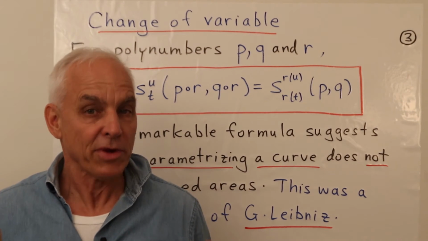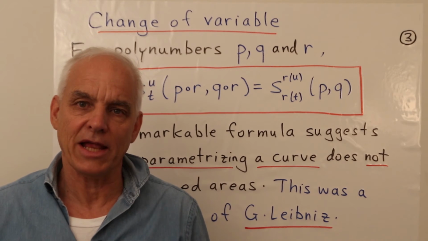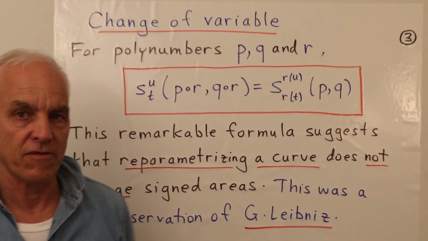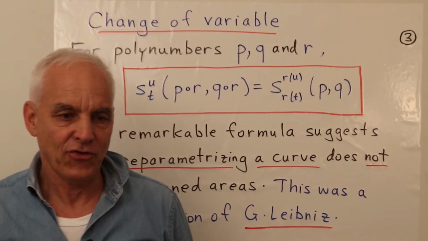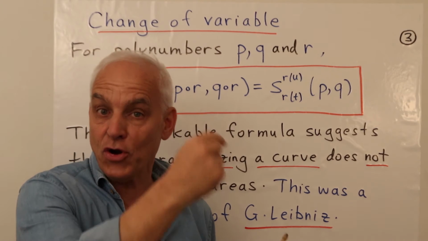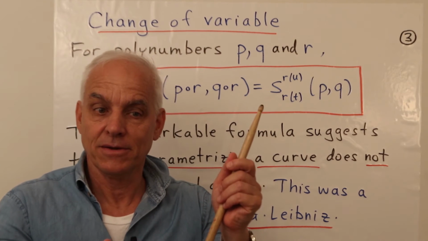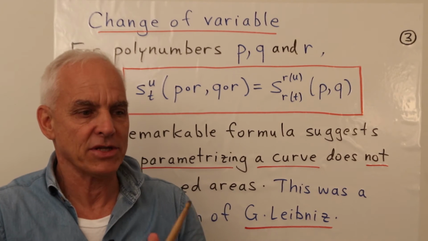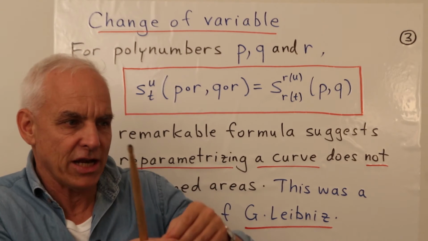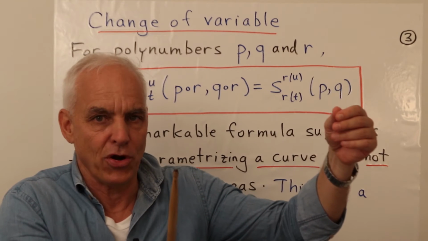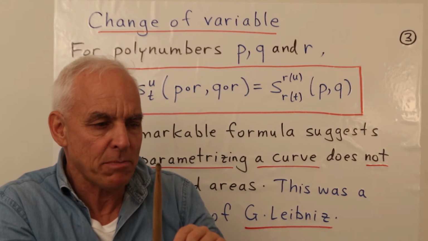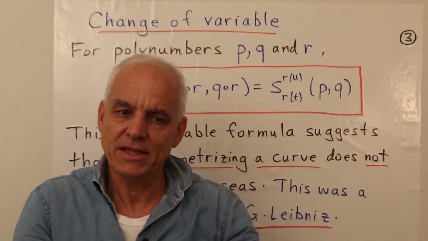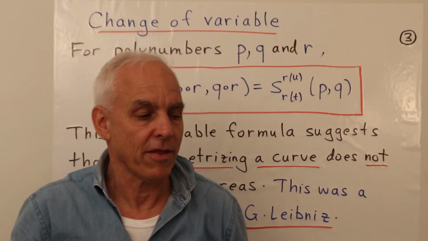All right, now we come to a really remarkable formula, closely related to the integration by substitution formula. This is the change of variable formula that allows us to reparametrize a curve and we still get the same signed area. So it's telling us that somehow the signed area really is associated to the geometrical curve, whatever that is, rather than dependent on the particular parametrization that we've chosen. But we'll see in the examples that it's a little bit more subtle than that.